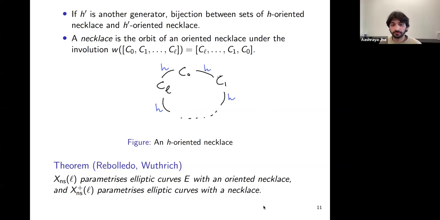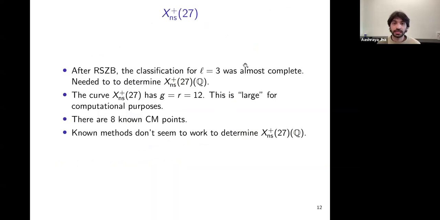So are the lengths of these necklaces always L plus one? Yeah, exactly, because we want all the subgroups of Z mod L squared which have cardinality L. Yeah, good question. Are there any other questions? Okay, I'll move on for now.